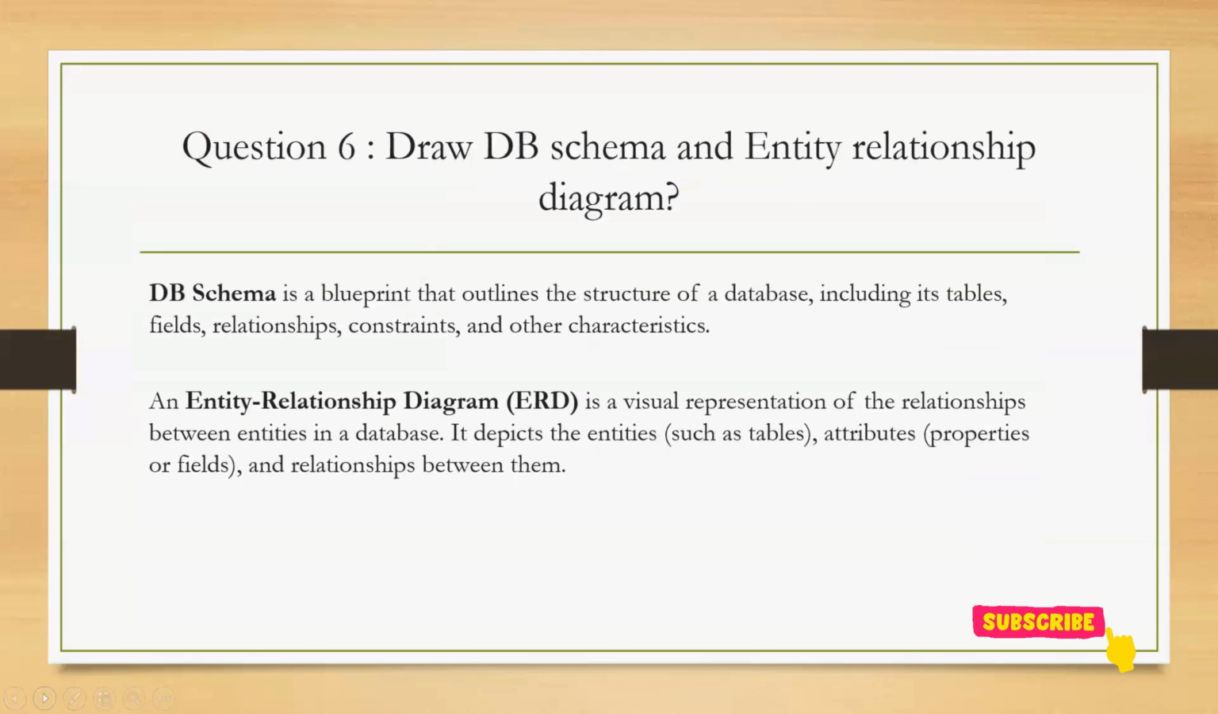Next, the next question is about drawing the DB schema and entity relationship diagram. So what is a DB schema? A DB schema is a blueprint that outlines the structure of a database, including its tables, fields, relationships, constraints, and other characteristics. Whatever data we are storing in the database is stored in the form of tables, and how these tables are related to each other is mentioned in the DB schema. Let me show you that.